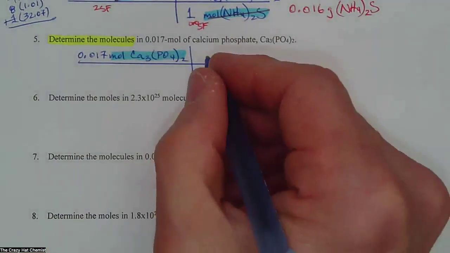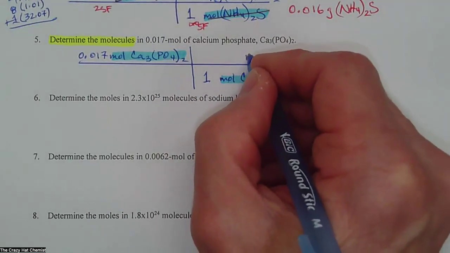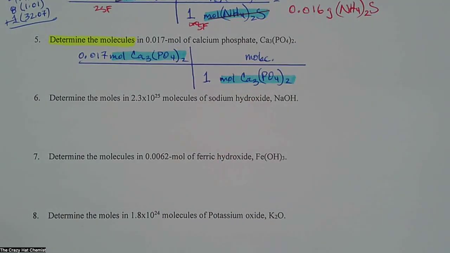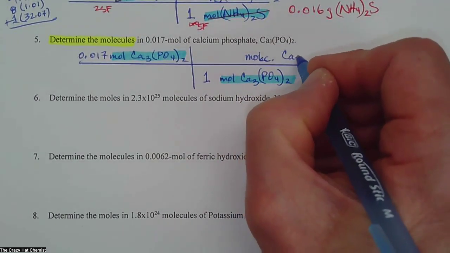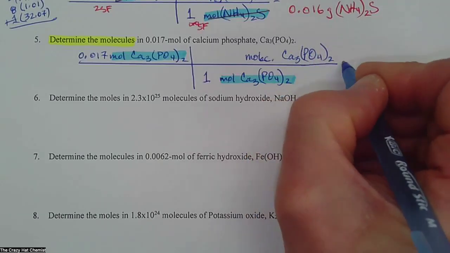So let's write that down. That's a 1 in front of the mole. I want to go to molecules. So MOLEC, that is the abbreviation for molecules. Same formula, Ca3(PO4)2.